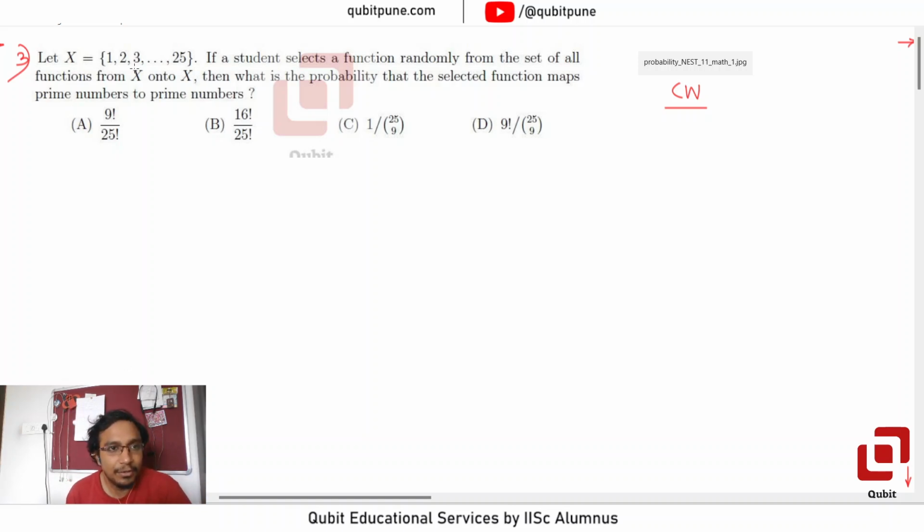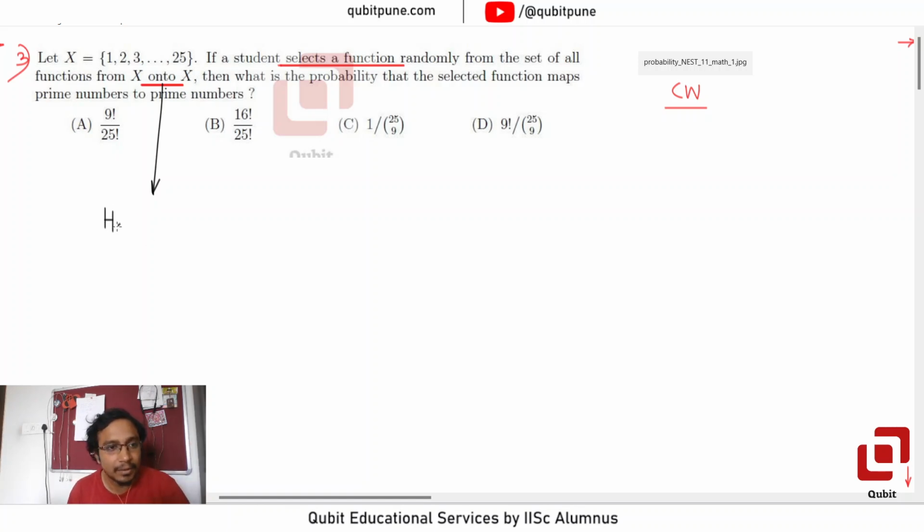Let X denote the set of all natural numbers between 1 and 25. If a student selects a function randomly from the set of all functions from X onto X, then what is the probability that the selected function maps prime numbers to prime numbers? Now, there are 2 key parts in the problem that we must understand. Look, when they say from X onto X, they specifically mean we want to consider the set of functions from X to X which are onto.